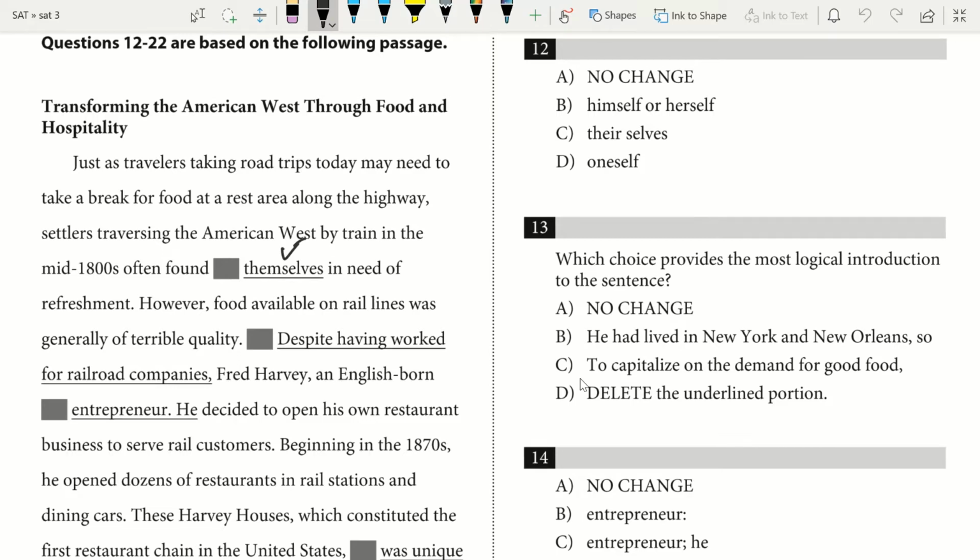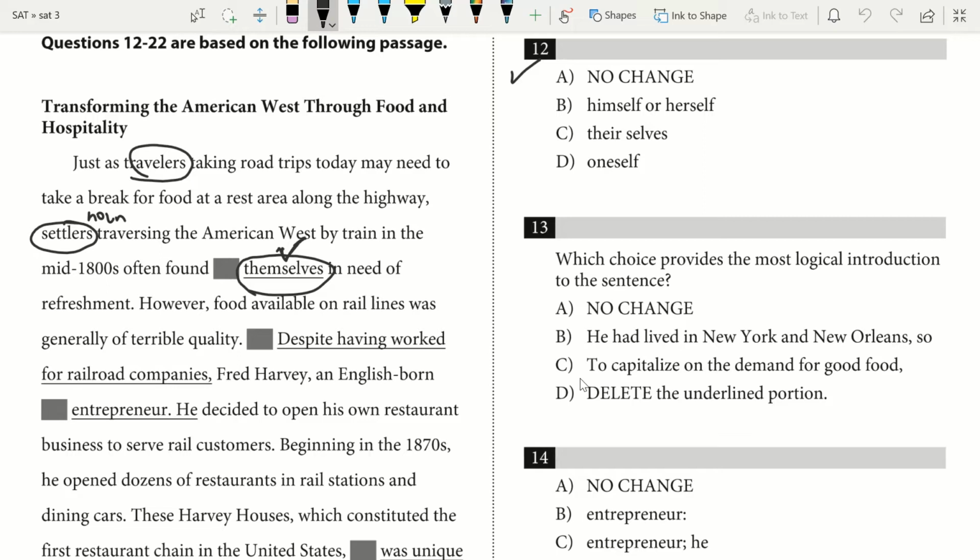Well, as I read through this and I saw my word underlined in the middle of the sentence, I didn't see anything particularly wrong with it, right? So I'm going to put a check there, because we have travelers taking road trips today may need a break for food at a rest area along the highway. Settlers, so settlers is going to be our noun.